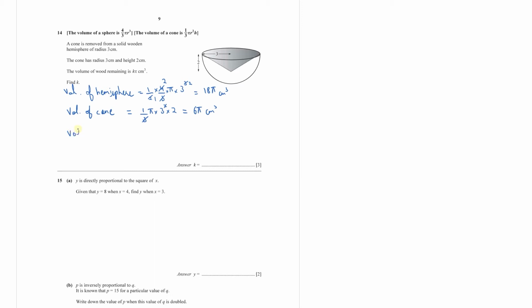So the volume of wood remaining, you can find by subtracting the two values, which is 18π minus 6π, and you know that this equals kπ. So kπ equals 18 minus 6, which is 12π, and π cancels out. So you get k equals 12.